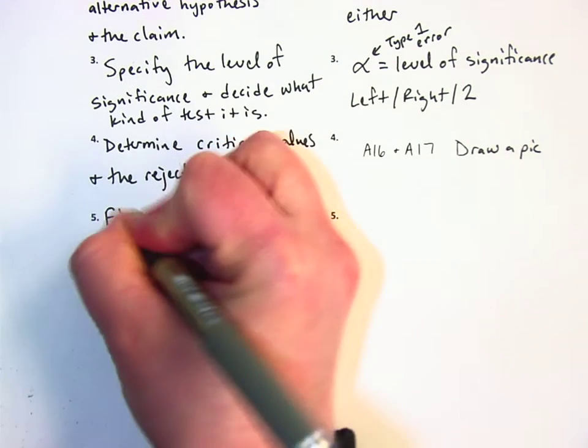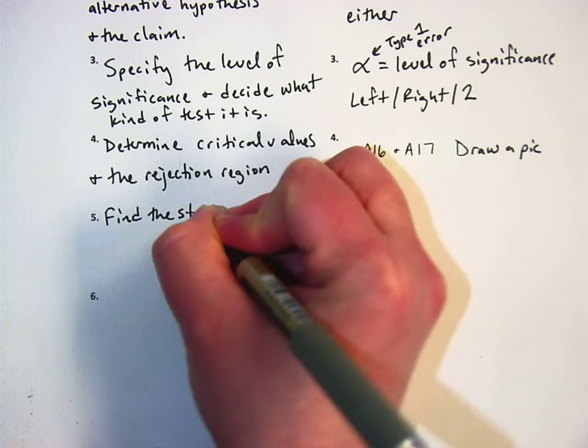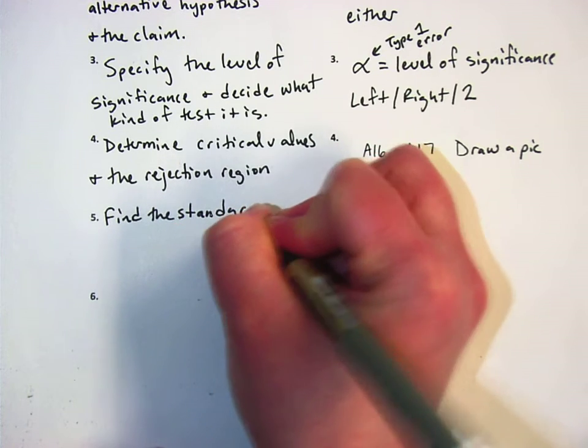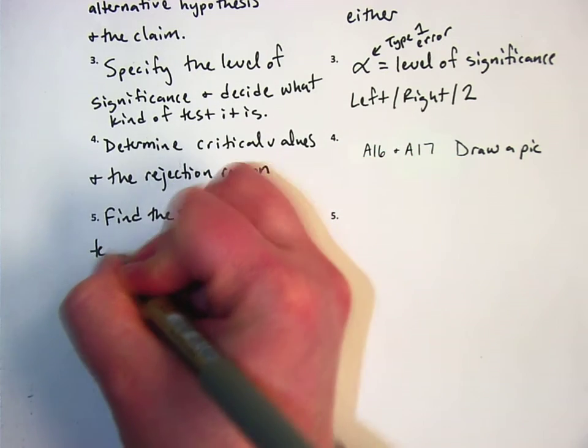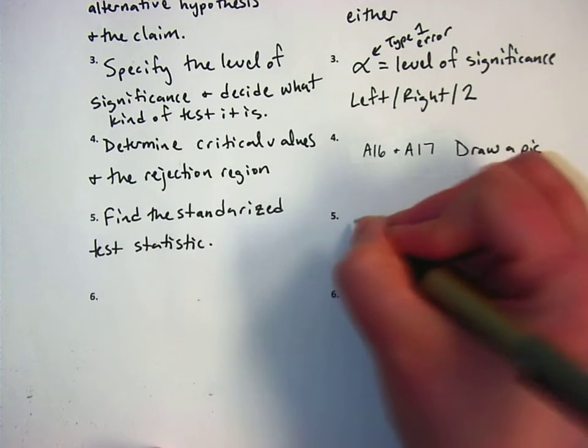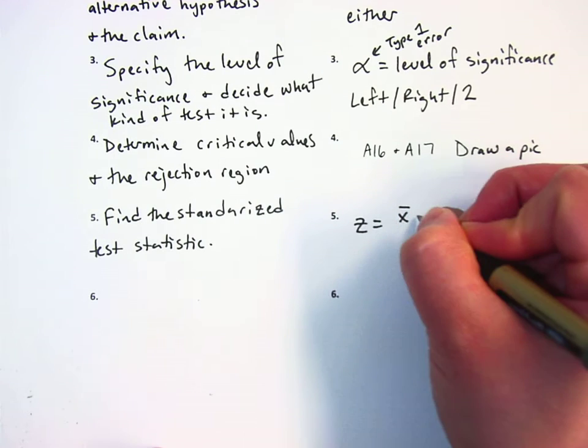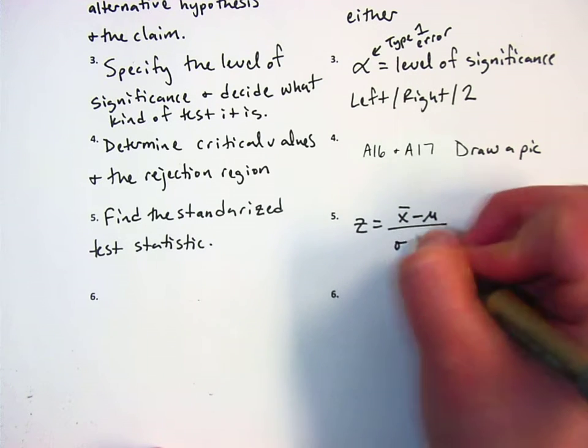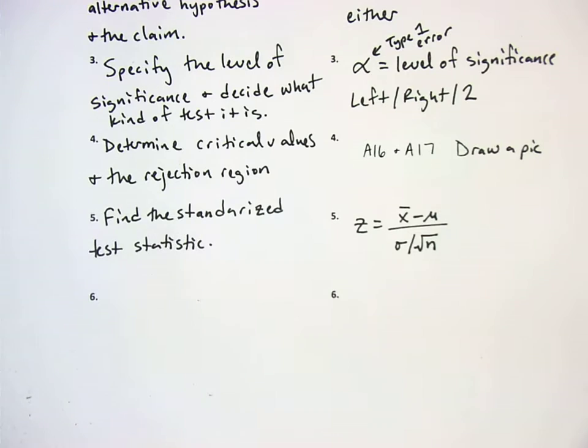So find the standardized test statistic. This is basically the math we're going to do to compare it to the rejection region. So there's a z-score. You're going to use x bar minus mu over sigma divided by the square root of n. That's what I meant to write down here, and I wrote up there by accident. So I'm going to use that formula to find out where this company compares to our rejection region and whether or not I'm going to accept or reject the null or claim.